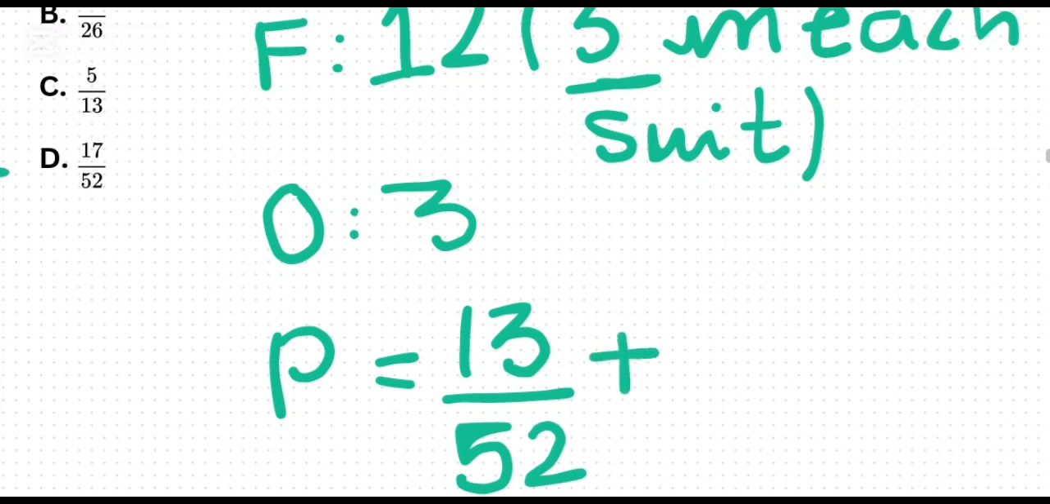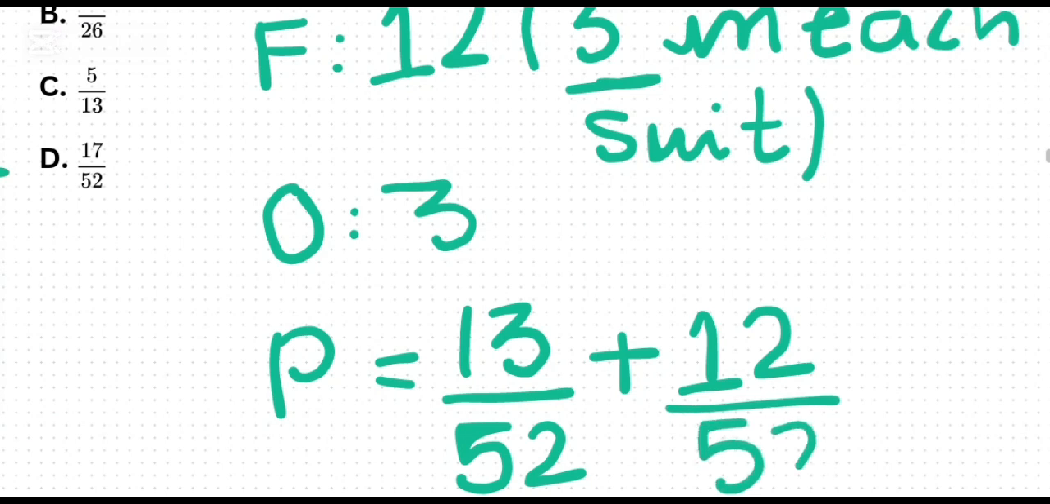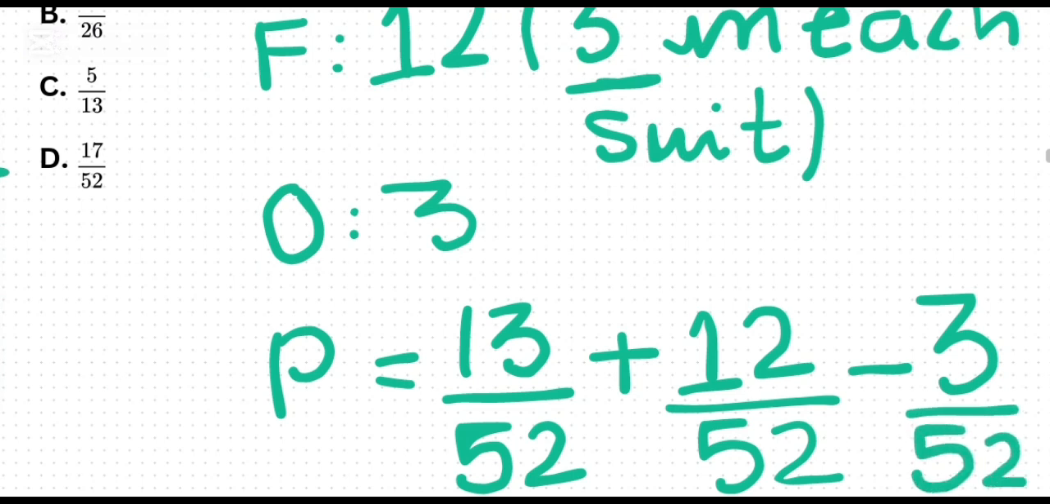in the question they are asking either a heart or a face card. They are asking what are the chances, right? So we will add these values if you remember my previous lecture. So the face cards are 12 out of 52, and when there is an overlap we will subtract those cards, so it becomes minus 3 out of 52.